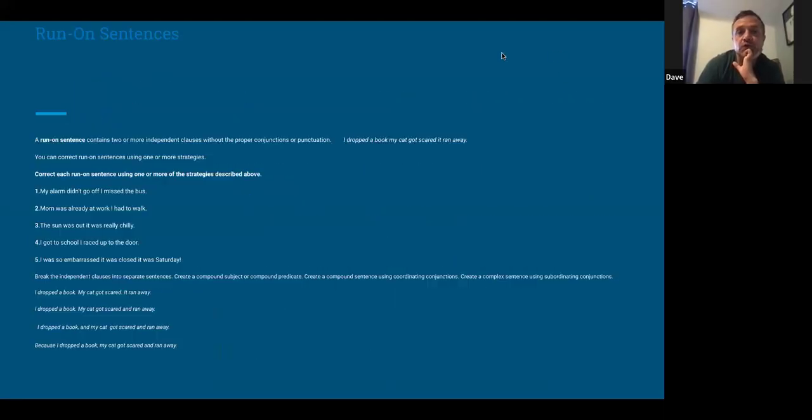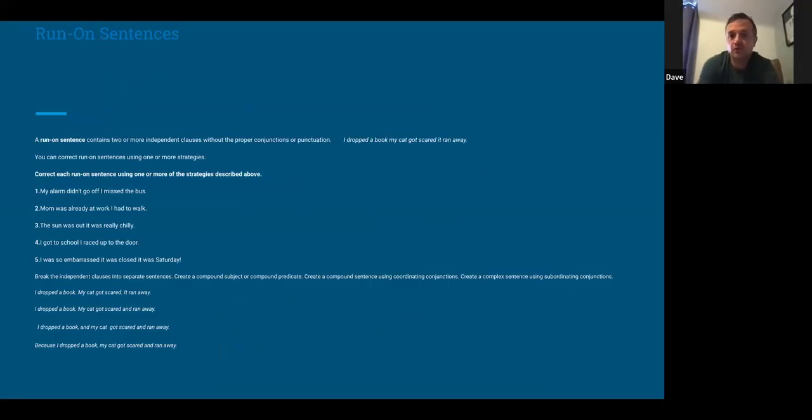So, run-on sentences. I know this is a little small, but I do want everyone to see this one. Run-on sentences contain two or more independent clauses without proper conjunctions or punctuation.